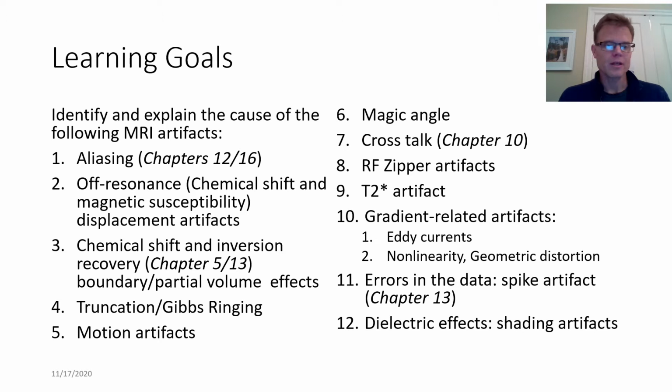These include aliasing, off-resonance displacement artifacts, boundary or partial volume effects, truncation or Gibbs ringing artifacts, motion artifacts, magic angle effect, RF crosstalk, RF zipper artifacts, T2 star artifacts, a couple of gradient related artifacts, eddy currents and gradient non-linearity, and then data errors like the spike artifact, and finally dielectric effects, so image shading.